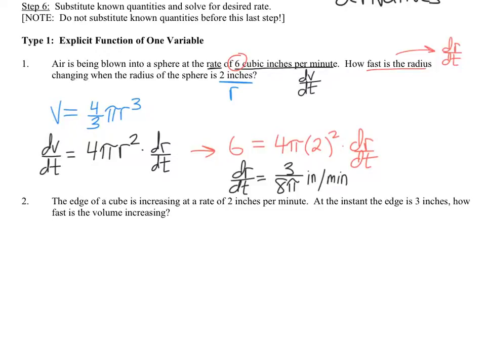The idea here is that I'm looking at 3 over 8 pi. Okay, so something really small, right? But I have inches per minute. Okay, is that really small though? I don't know. How long are we pumping air into this thing?